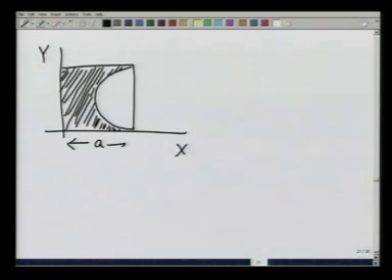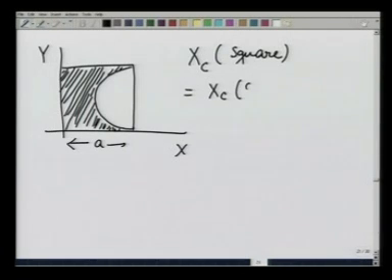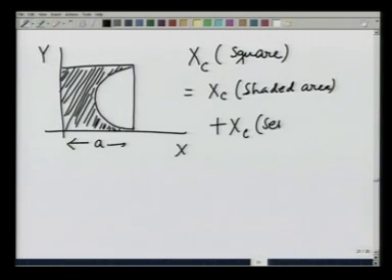Again, I can use the same theorem, but in a different way, because now what I am going to say is that x c of the square, which I already know is going to be right in the middle, is going to be equal to x centroid of the shaded area plus x centroid of the semicircle.